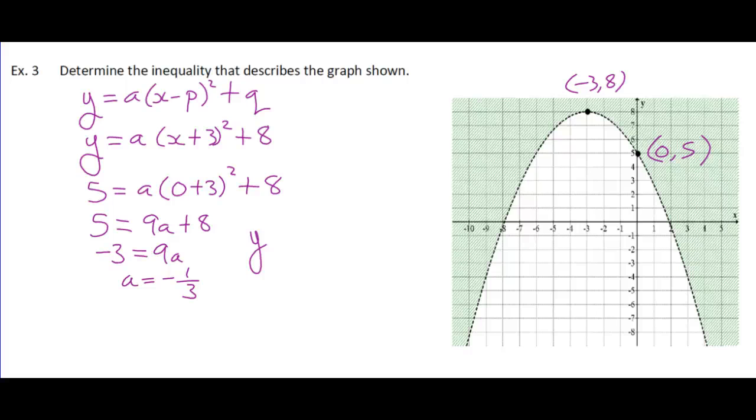Okay, now we can write the equation y. Now it's not equal to, right? So is this less than or equal to, or greater than or equal to? Or greater than or less than?